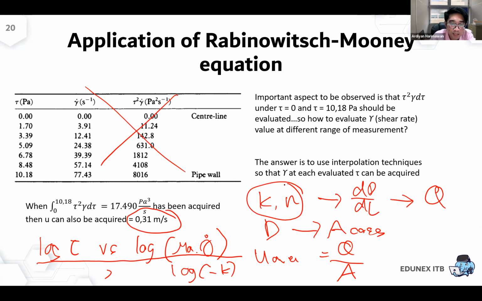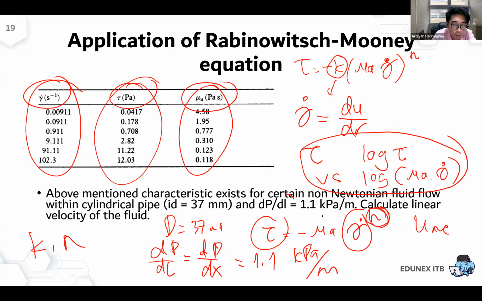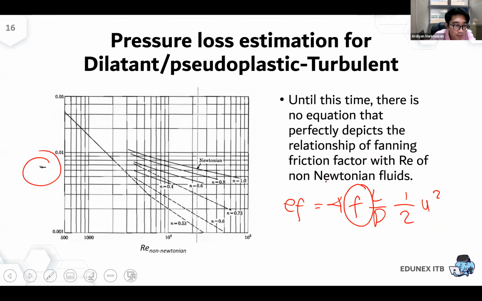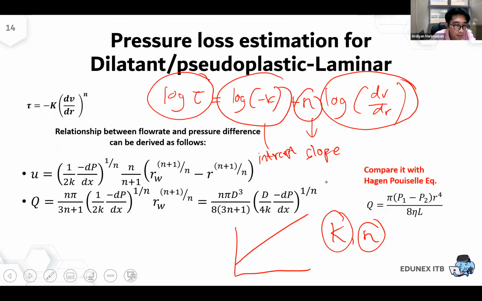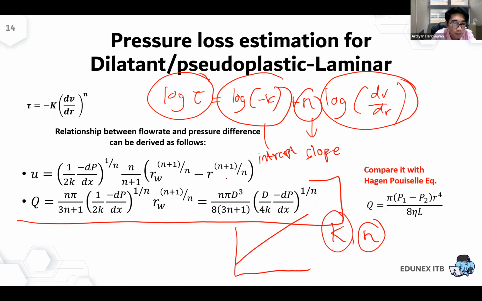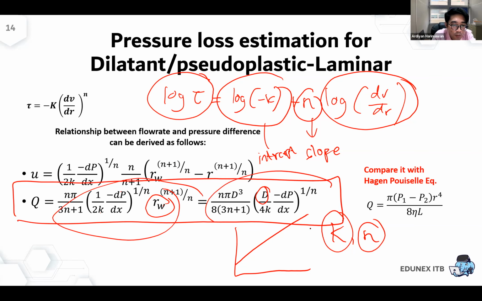After you get k and n, you have dP over dL. You can put it into this equation. All the information is complete, right? You have n, you have k, dv over dx is dP over dL, the same. The pipe radius is half of the diameter. You can use either this equation or this equation, then you can get Q.